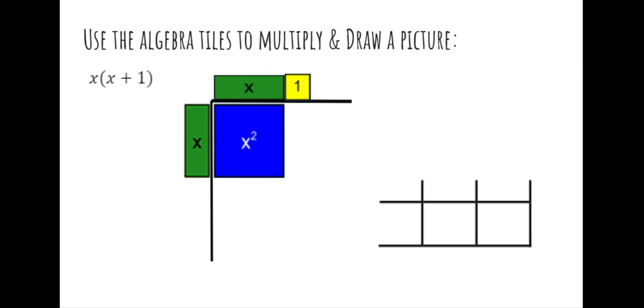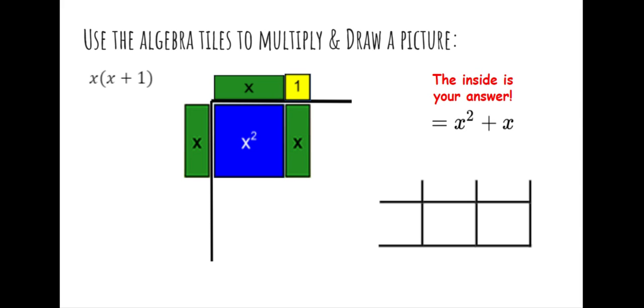So x times x is just x squared. And since we have two positives, our x squared is going to be positive. And then we've got x times 1. Well, x times 1 is just x. So everything on the inside is our answer. So our answer is going to be x squared plus x.